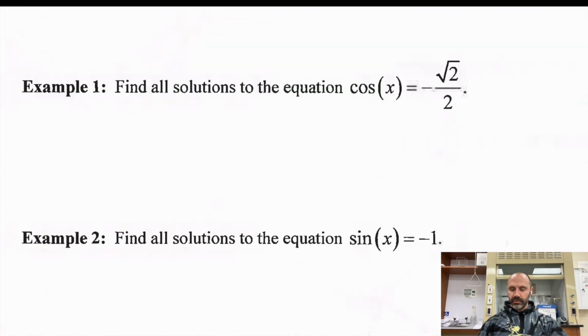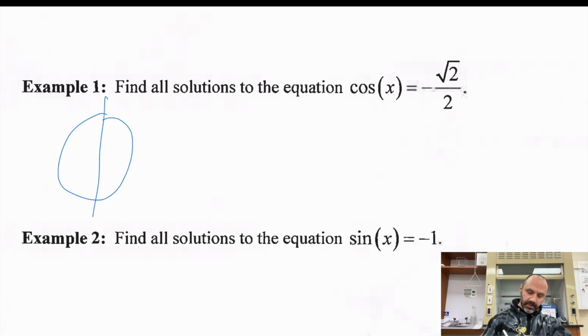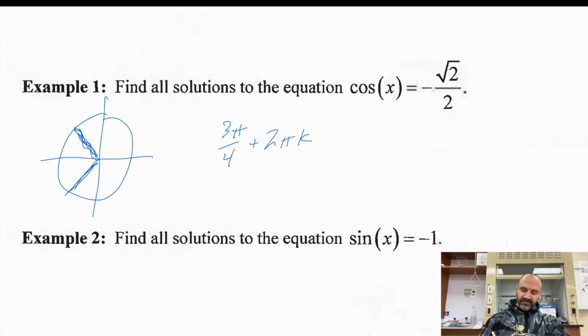Example 1: where does cosine of x equal negative root 2 over 2? If I draw a circle, just to picture this, this doesn't take that long to do, so it's best just to do it. A lot of times I try to do it in my head, but it's best just to draw it. So negative root 2 over 2, that's here, right? The negative values. And so this is 3 pi over 4, plus any multiple of the period. And then also 5 pi over 4 plus 2 pi k.